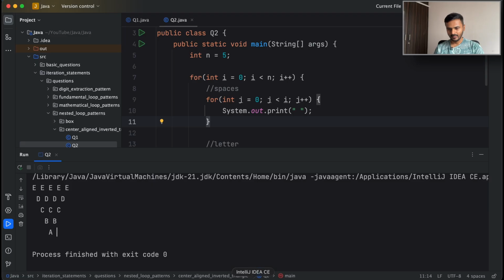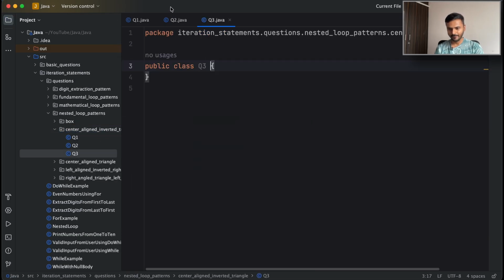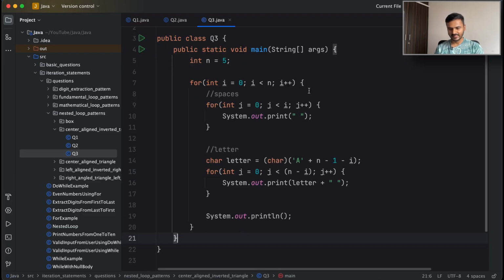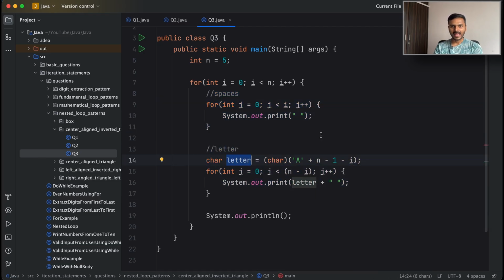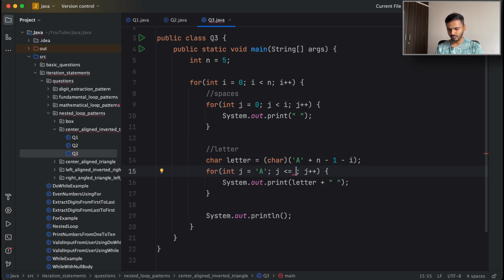So with this discussed, let's come back to IntelliJ and let us create a Java class. Let's call it Q3 and let's copy the logic from Q2. Over here, let's paste it and we will need this space. We'll need this letter. Now, this letter would be the last letter, right? That is the letter that we need to go up to starting from A. So instead of saying J equal to 0, we would say J equal to A. And then instead of saying J less than N minus I, we would say J less than or equal to letter, right? And we would say J plus plus.